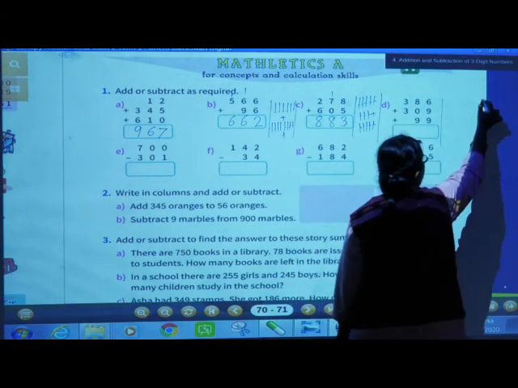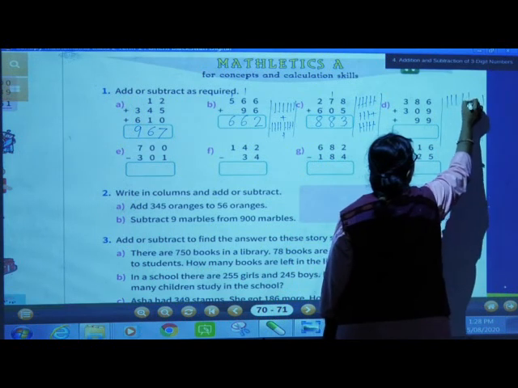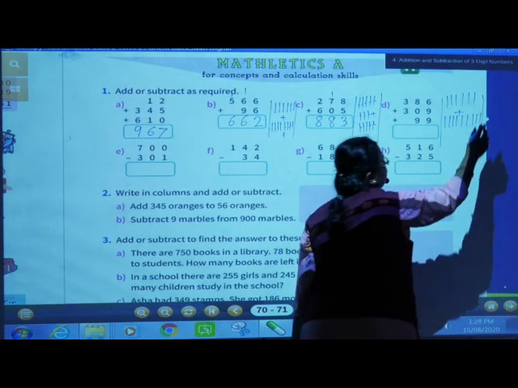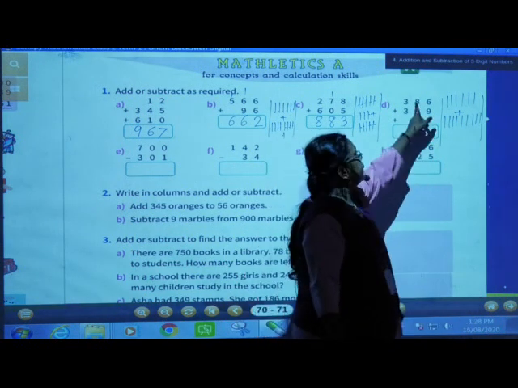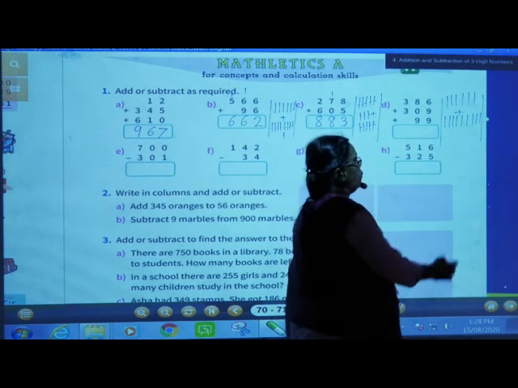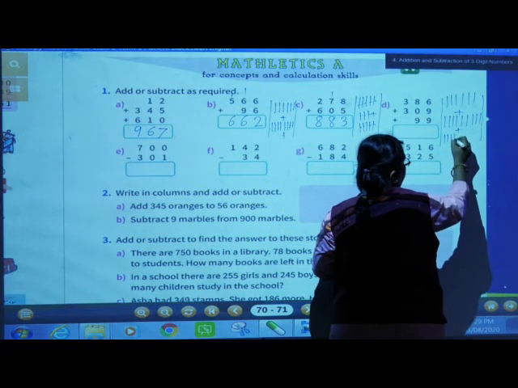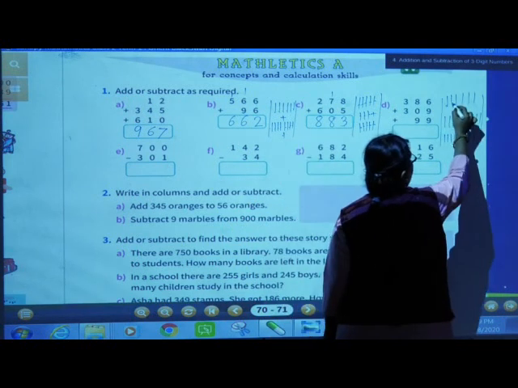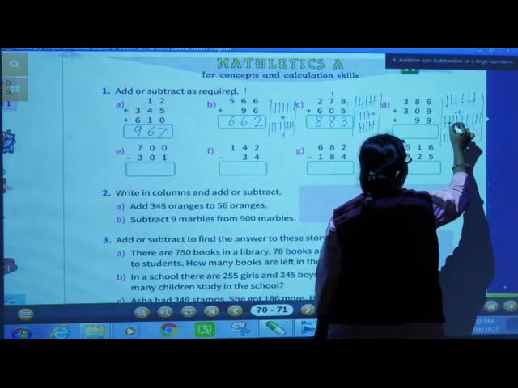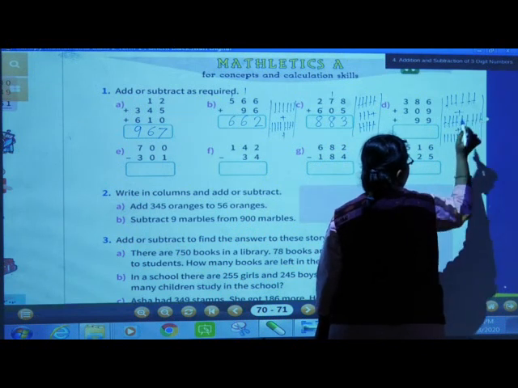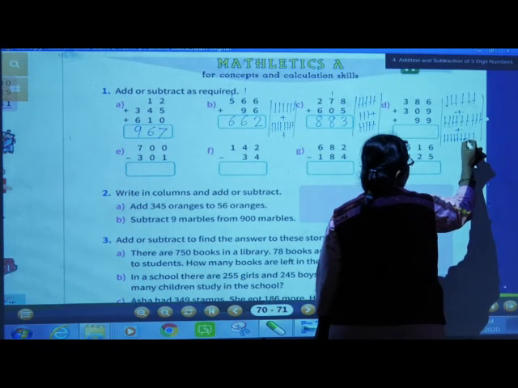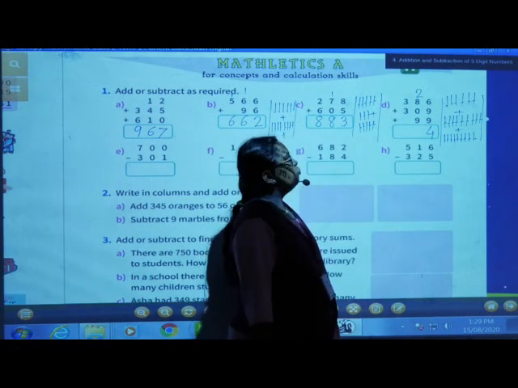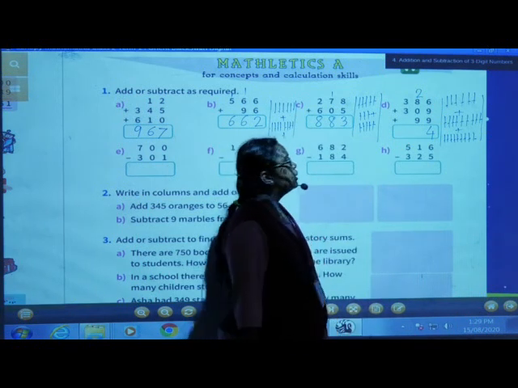Now you will do your rough work. 6 plus 9, counting: 1, 2, 3, 4, 5, 6, 7, 8, 9. 9, again it is 9 here. So 6 plus 9 plus 9. So, how much will come? Counting 1, 2, 3 up to 24. 24. How did it come? 6 plus 9 plus 9 is 24.